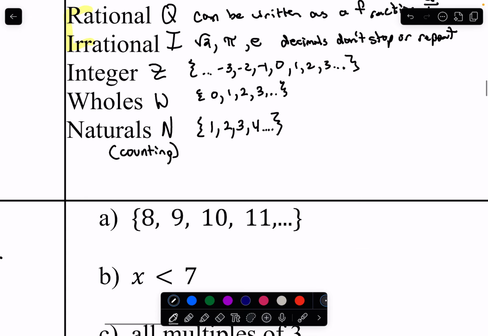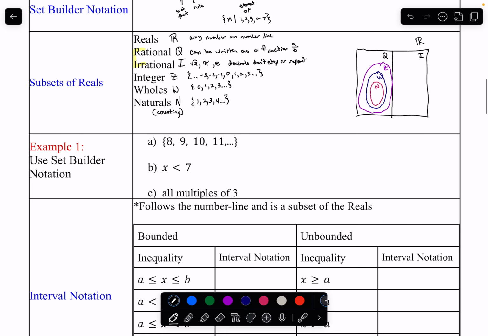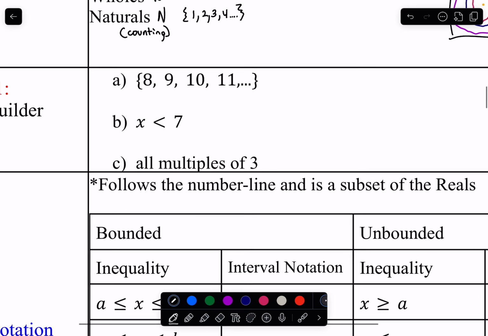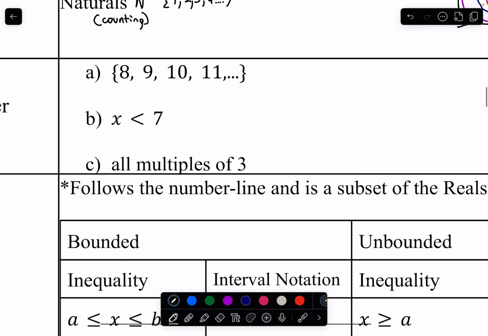Now let's practice actually using set builder notation in this example. Okay. So set builder notation, again, we want to call the variable, so we can say n for some number. If you called it n and I called it x, it doesn't matter. And then what's the rule?